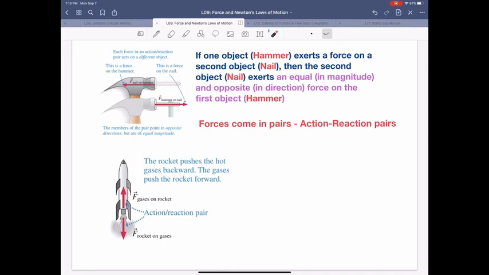Okay, so the launch of a rocket is a direct application of Newton's third law. It's two objects, in this case the rocket and the ejected gas. The rocket exerts a force on the gases, and the gases exert an equal and opposite force on the rocket.